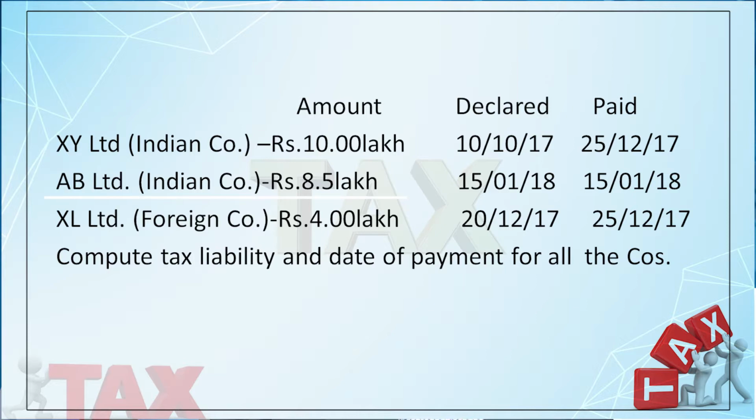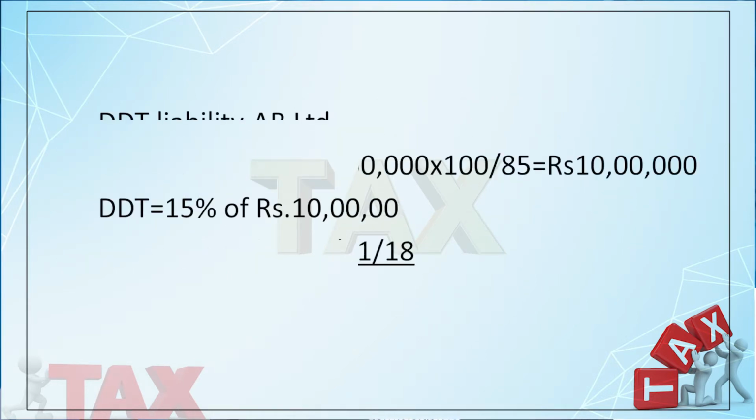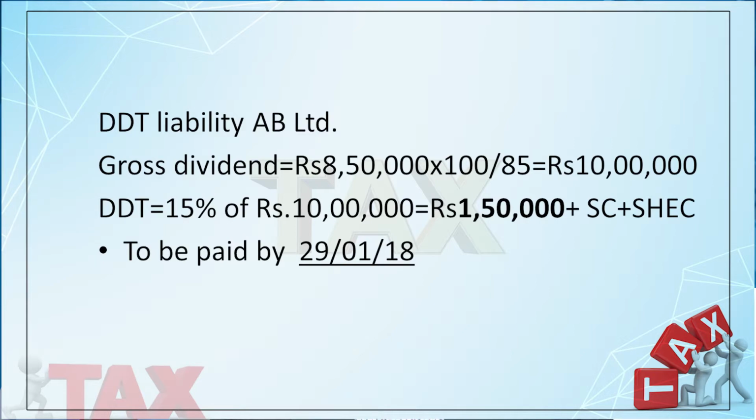Now consider the case of AB Limited. AB Limited is also an Indian company, so it is liable to pay the DDT against its dividend. Now the first step is grossing up the dividend. It pays rupees 8,50,000 as dividend, so you have to gross up. How do you gross up? I have shown the procedure here. It becomes rupees 10 lakhs. This is the gross dividend.